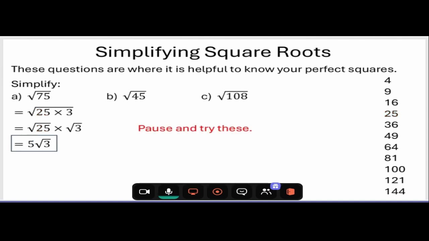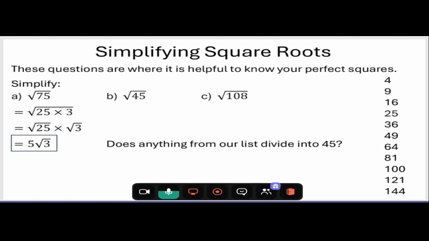Why don't you give those two a try on your own? Give you 1 or 2 minutes. Okay, does anything from our list divide evenly into 45? And you'll find, again, that you can, just by quickly trying these, either on your times table or if they're bigger numbers, just picking up your calculator. It doesn't take long usually to find one that divides in. So 4 doesn't divide into 45. Does 9 divide into 45? Oh, yeah, it does. 9 goes into 45 evenly, so let's break 45 into 9 times 5.